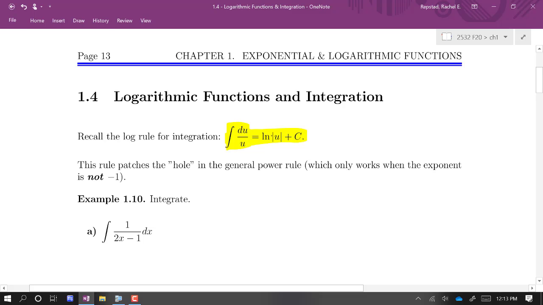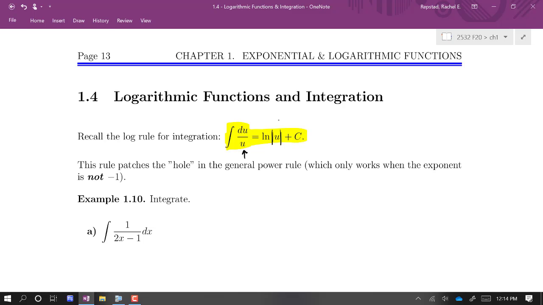We need the absolute values to make sure that the domains match up, because of course in this fraction u can be negative. There's nothing wrong with having a negative in a fraction, but the logarithmic function, we have to plug in positives, so we have to put the absolute value on that argument.